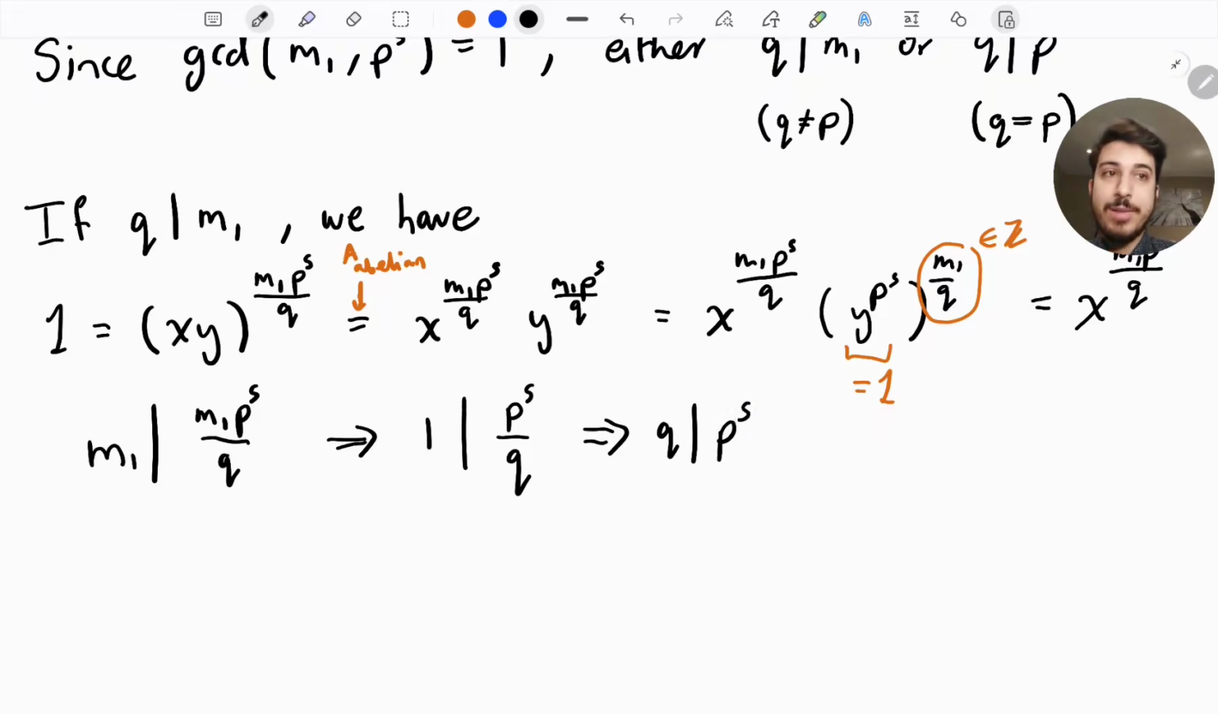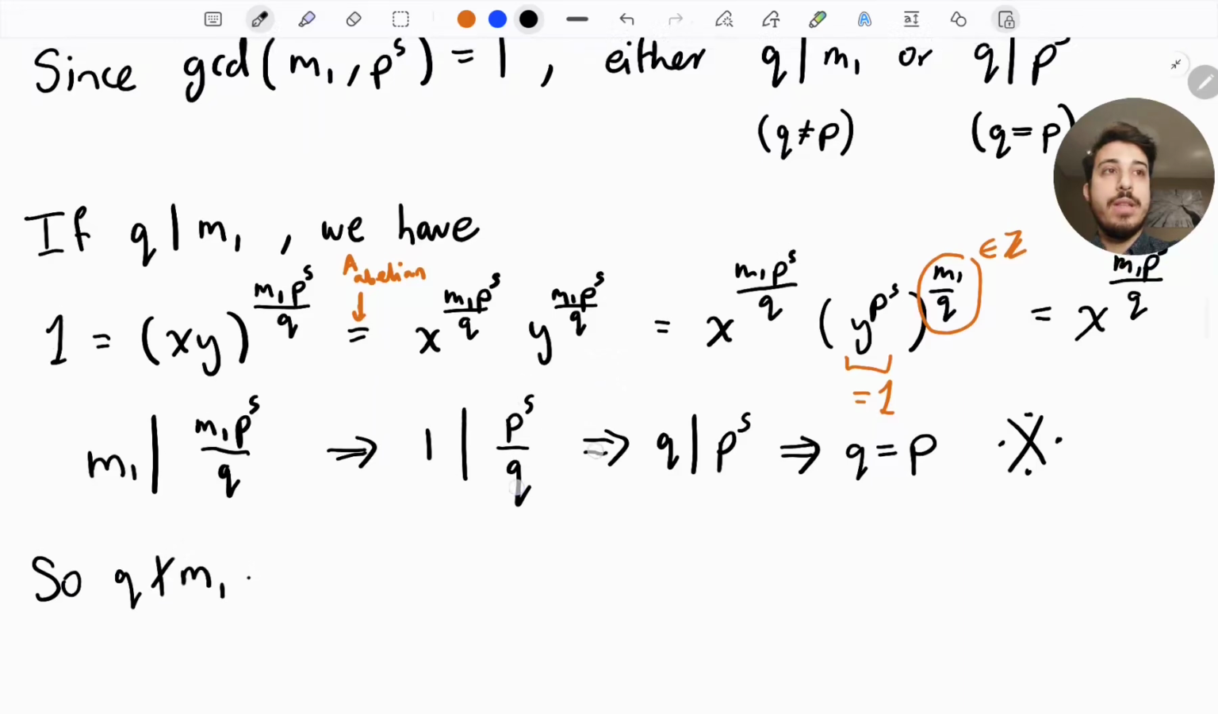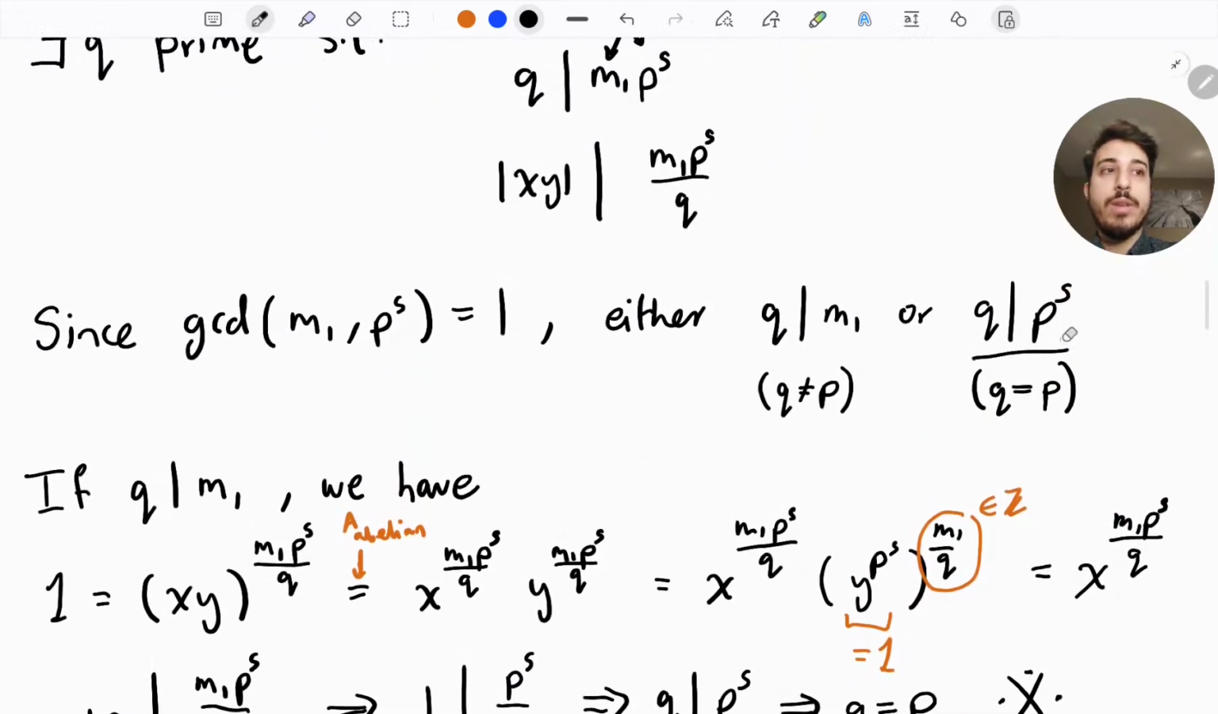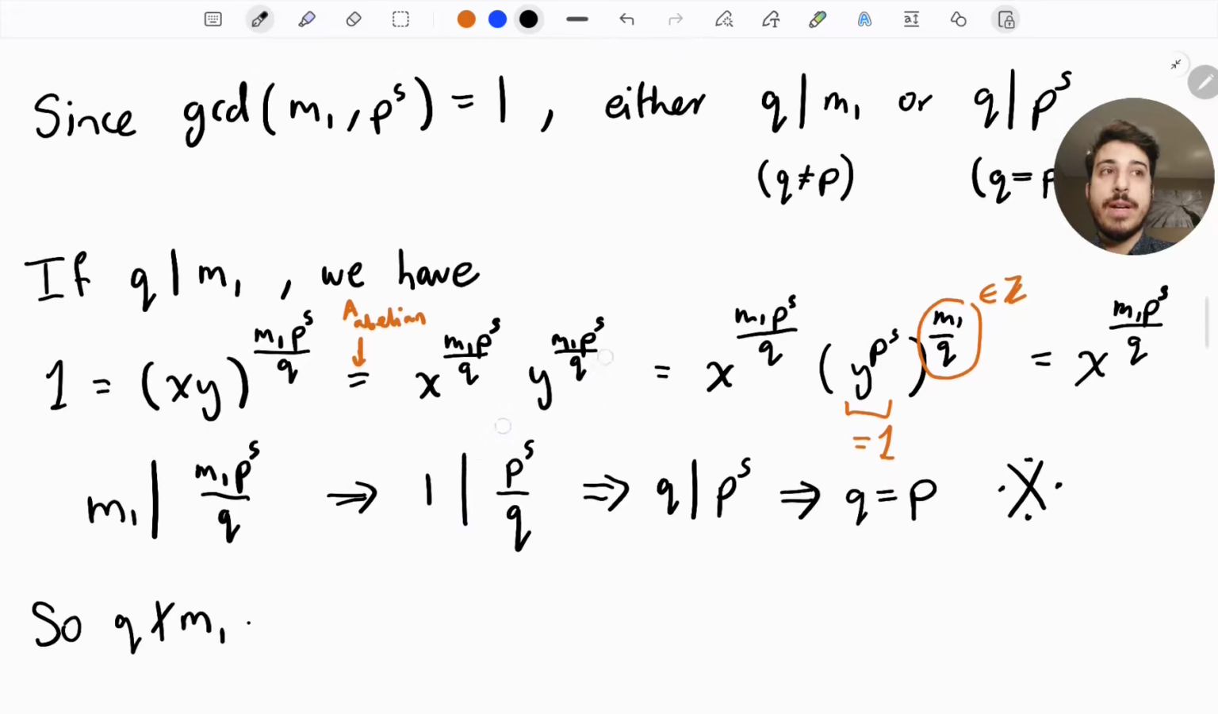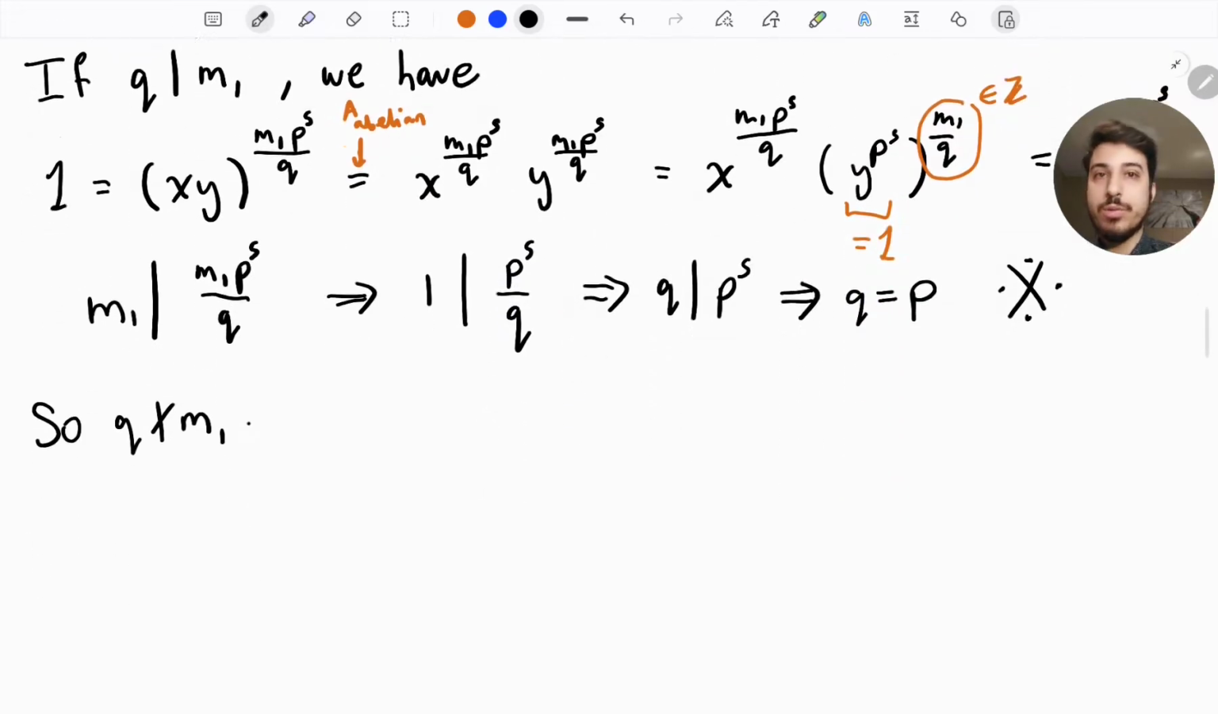But if q divides p to the s, necessarily this means that q is equal to p because q is a prime, and then this is a contradiction because we've already said that q divides m1, which means that q is not equal to p. So it cannot be not equal and equal at the same time. So this is a contradiction, and q does not divide m1, leaving us with the only other option to work with, which is q dividing p to the s, or q is equal to p, basically.